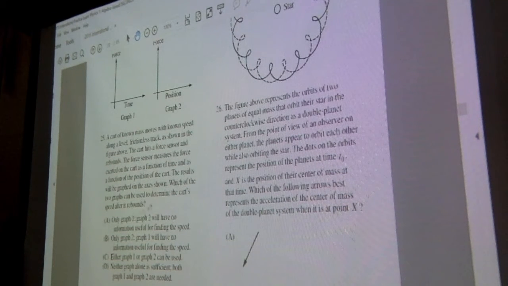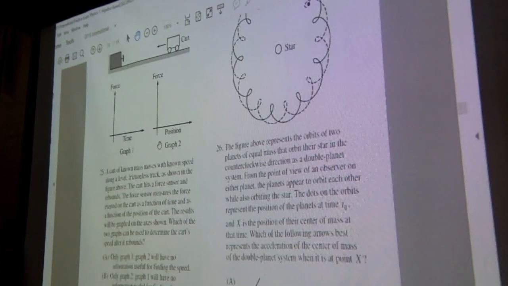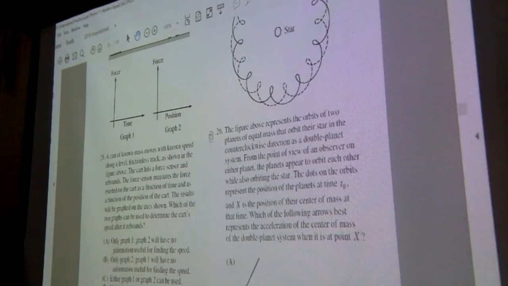Which of the two graphs can be used to determine the cart's speed after it rebounds? You already know the speed with which it's coming and hitting. You want to know the speed after it rebounds. So which graph will help you to determine the final speed after rebounding? That's the question.